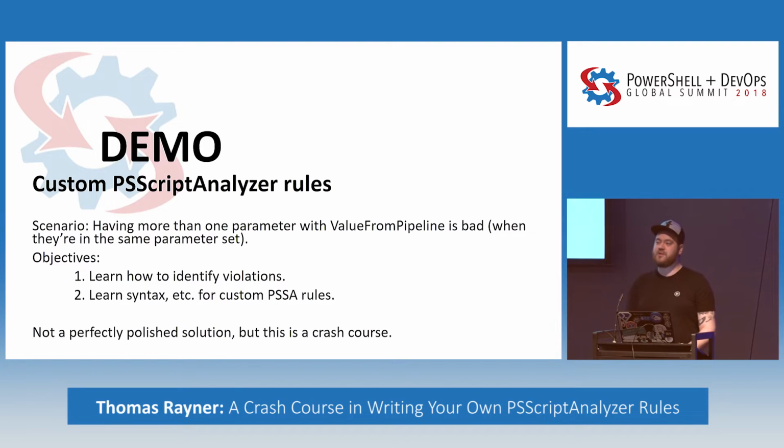So we have two objectives in the demo that's going to make up the rest of our time together today. The first objective is to learn how to identify the violations. Before we can report on them and before we can actually make a script analyzer rule, we need to learn how to parse a script and look through it and identify, here is a condition where there are multiple parameters in the same parameter set with ValueFromPipeline set. And we don't want to do that using regex because that sucks.